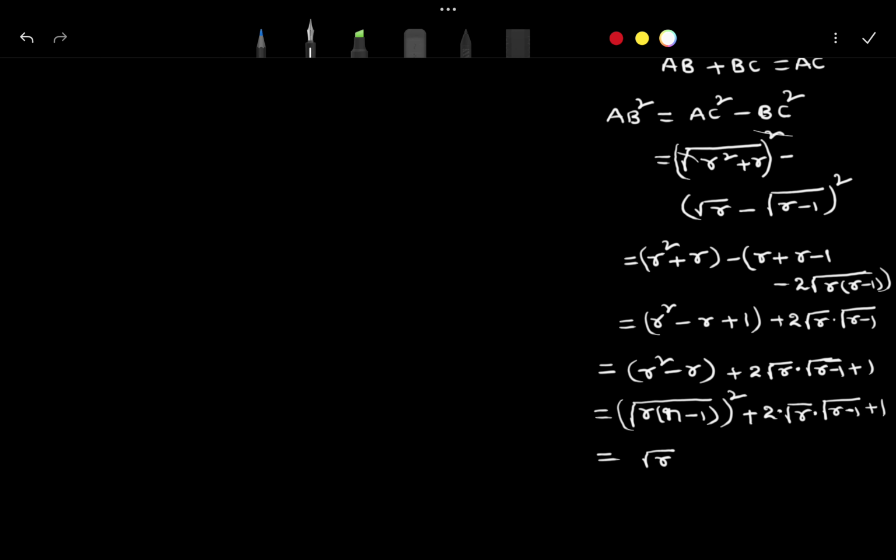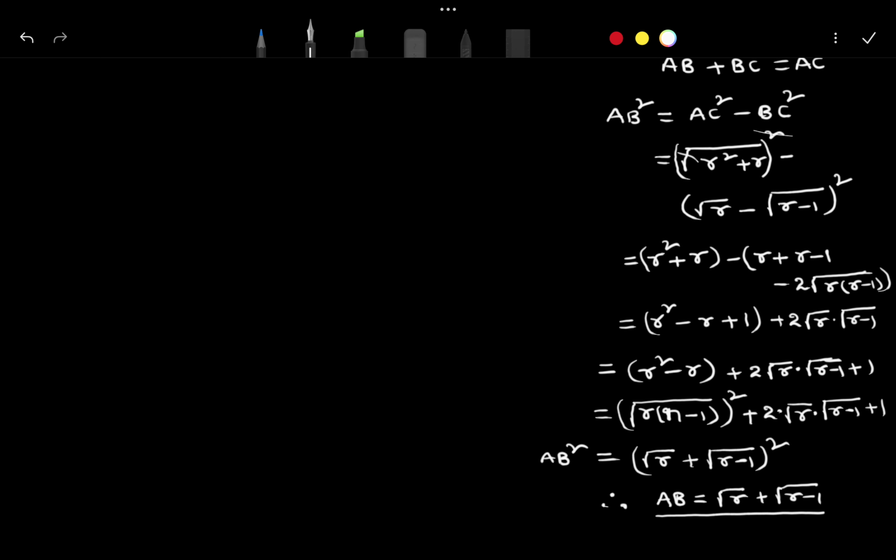This is root r plus square root of r minus 1 whole square. This value will be equal to AB square value. Therefore, what is the AB value? AB is equals to root r plus root of r minus 1. Okay, so I hope everyone is clear how to find the AB value.